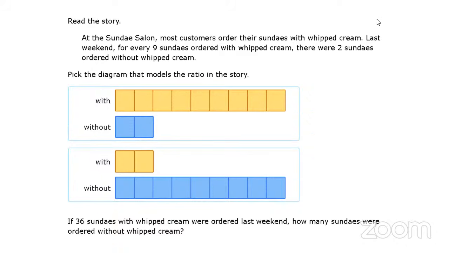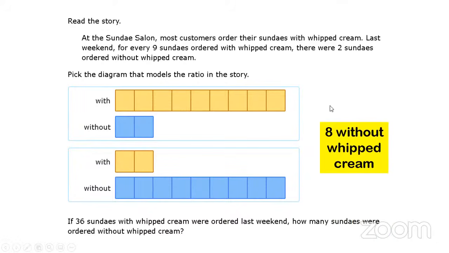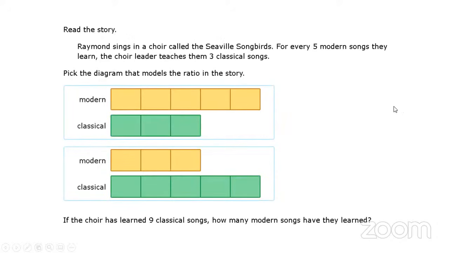All right, so let's move on to our next question. The next question reads, Raymond sings in a choir called the Seville Songbirds. For every 5 modern songs they learn, the choir leader teaches them 3 classical songs. Pick the diagram that models the ratio in the story.